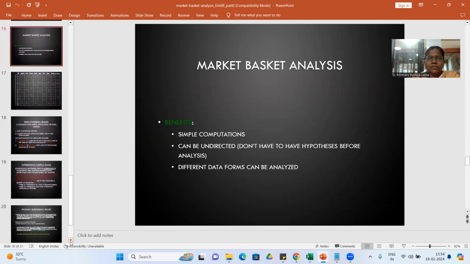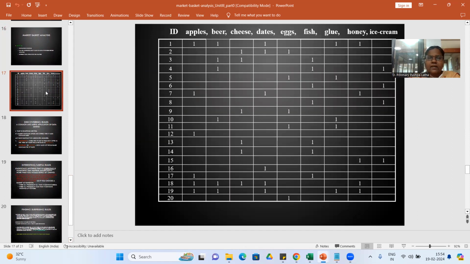So different data can be analyzed here, right? Suppose we have 20 transactions. Customer ID 1, whatever they are buying, we mark as one, otherwise we don't. The second customer is buying cheese, dates, eggs. The third customer is buying beer, cheese, and fish. Like this we are giving.